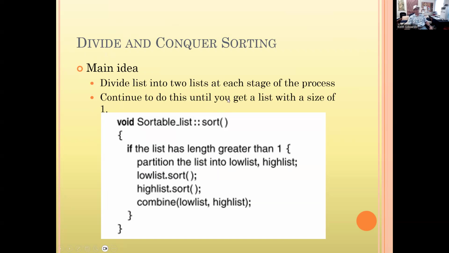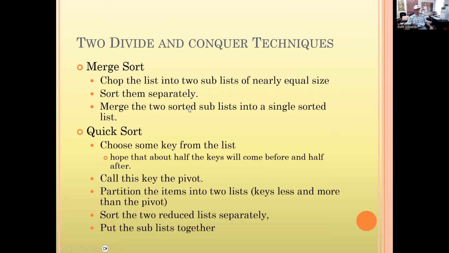So the other divide and conquer sorting algorithm is quicksort. And quicksort is slightly different. We choose some key from the list. You usually try to pick a midpoint as the key. And we call that key the pivot. And then we move everything that's less than that into the first list and everything more than that into the second list. And then we continue to do that until we break it down into lists of size 1.